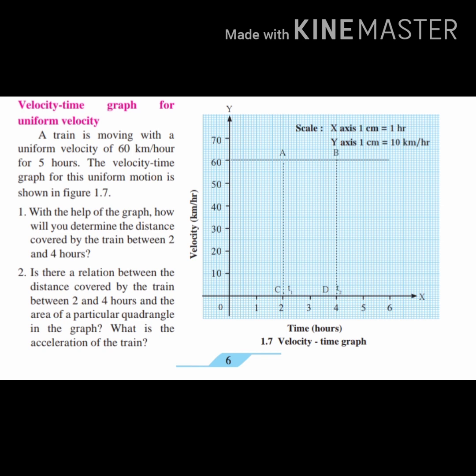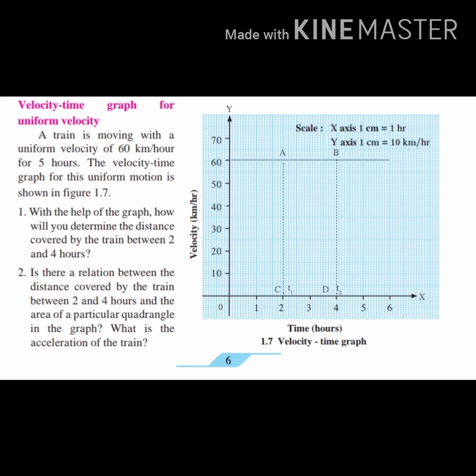If I ask you what will be the acceleration, students? If you remember, acceleration equals final velocity minus initial velocity upon time. Here the final velocity is 60 and the initial is also 60, because at 0 also the velocity is showing 60. So 60 minus 60 is 0, and 0 by t, 2 hours, is 0. So here there is no acceleration, which means the velocity is not increasing.